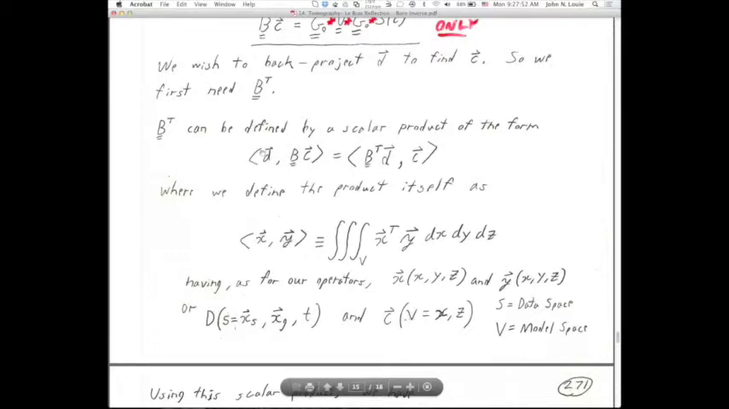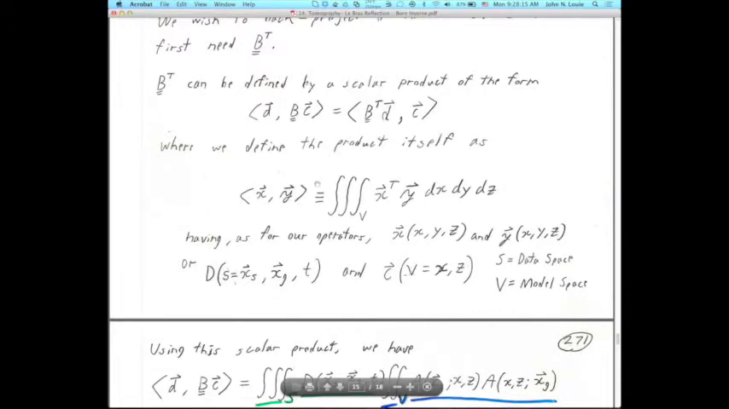So the forward problem is D equals BC, which means if we take a scalar product of D times BC, that's going to be equal to the scalar product of what we want, B transpose D, with C. And here's a definition. This is one of many possible definitions for a scalar product, and this is a legal way of defining a scalar product.